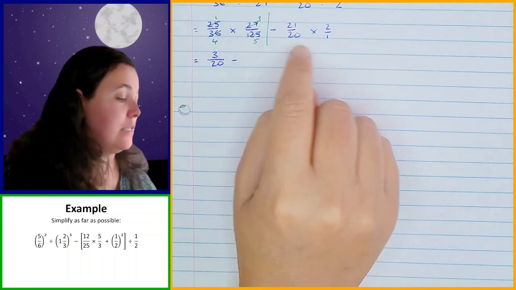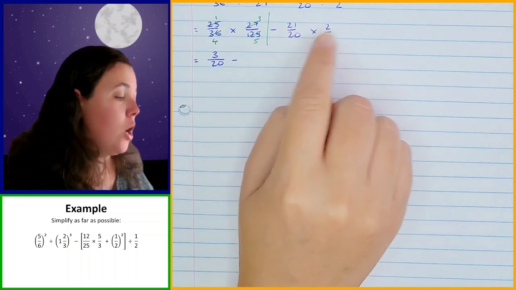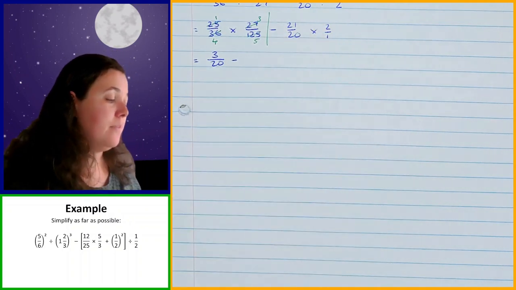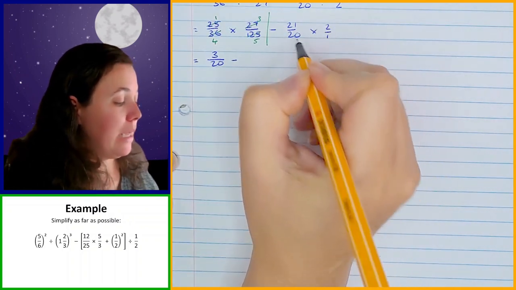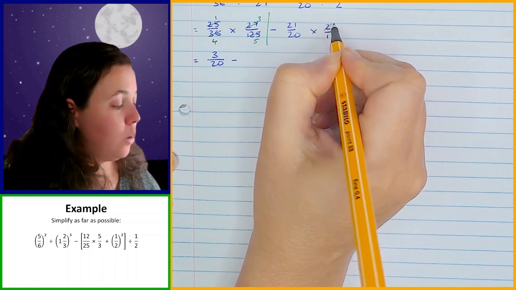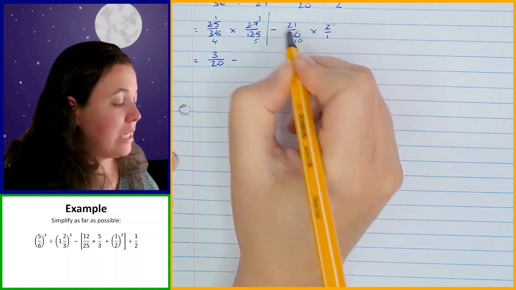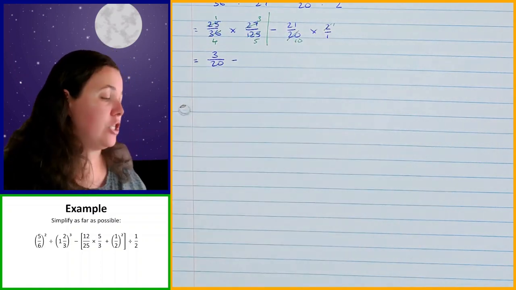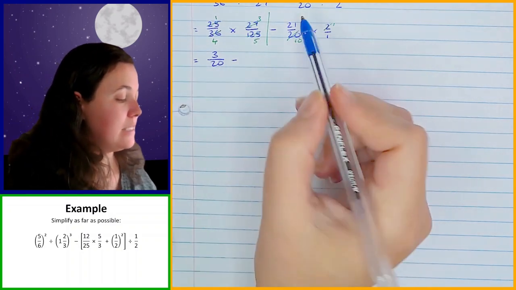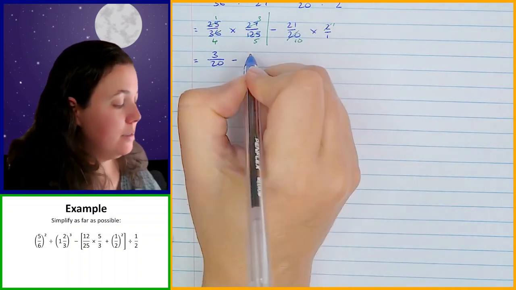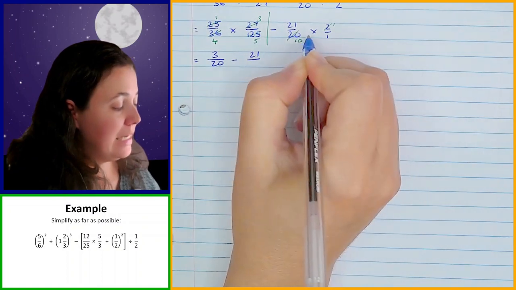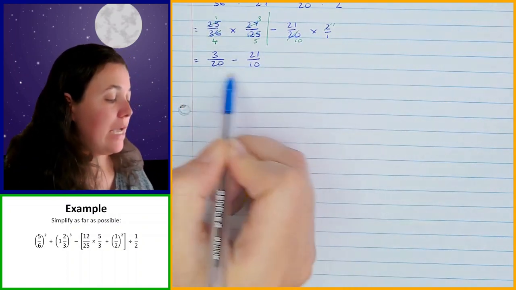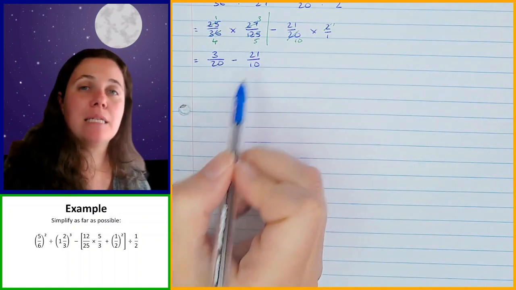The next thing I'm going to do is this multiplication over here. So now I need to go and see what can I simplify in these two fractions. When I'm multiplying over here, 2 goes in there once, 2 goes in there 10 times, and I can't simplify anything else. So that's going to give me minus 21 times 1 over 10 times 1 is 10. Okay, so now I've got a fraction minus another fraction.